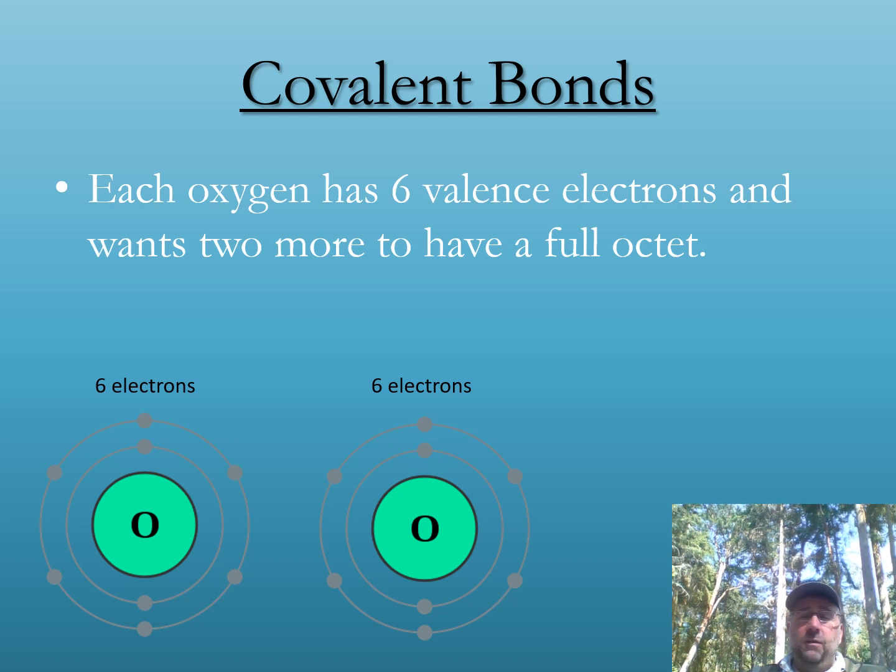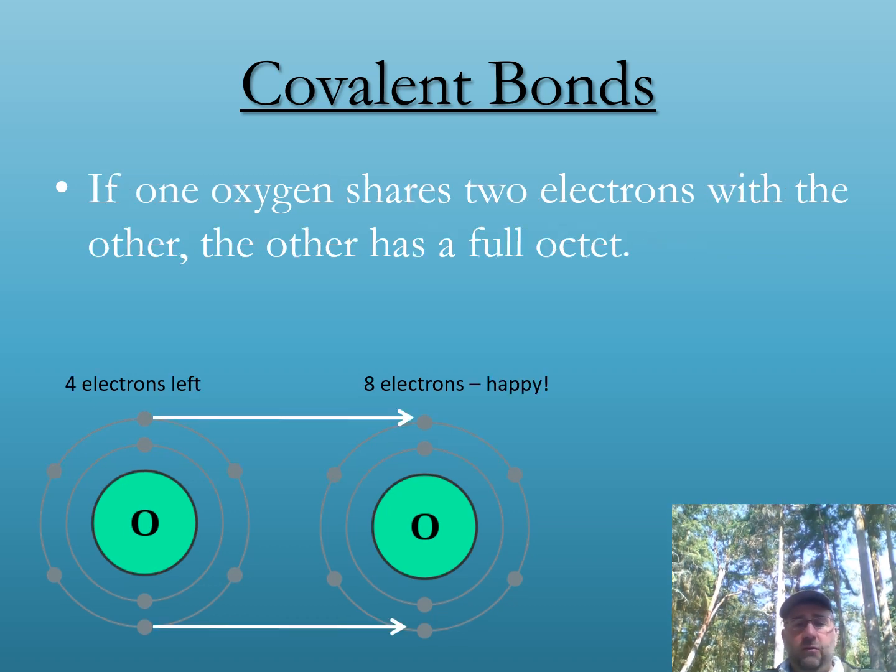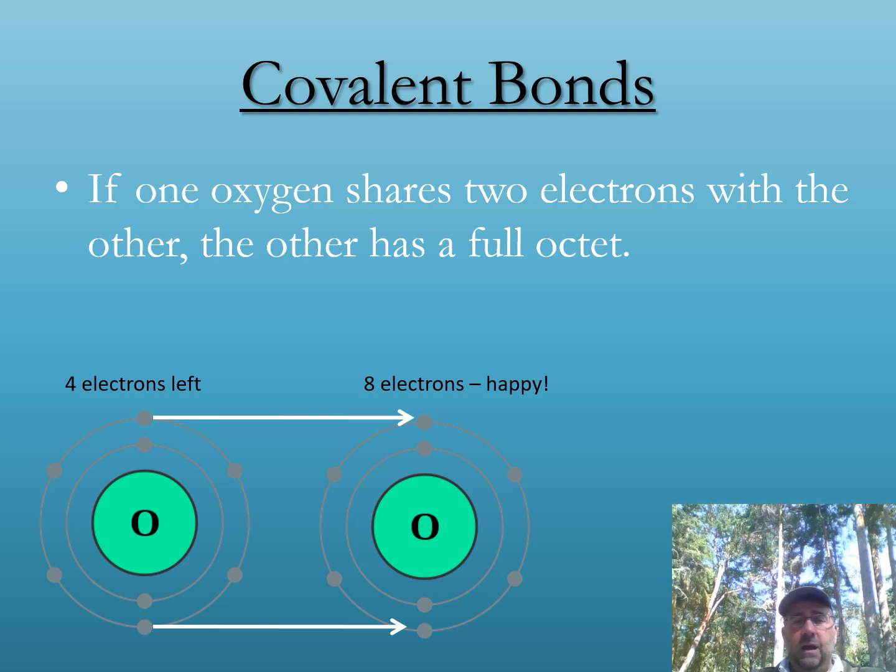Now, if the electrons were to be taken through ionic bonding, we could form the O-2 ion. However, that's not always possible. Let's see what would happen if two oxygens meet each other. In this case, the oxygen on the right side has taken the 2 electrons. It has reached 8. It has a -2 charge, and it is happy. However, this oxygen now has 4 left, and it is even further away from achieving the octet than it was before. So it is not happy.